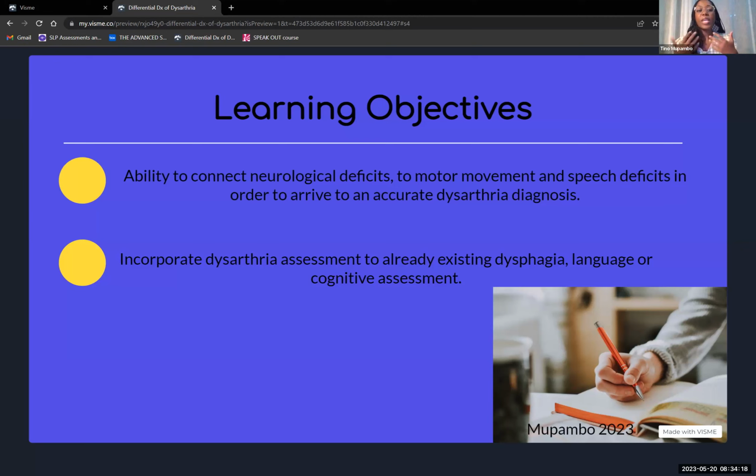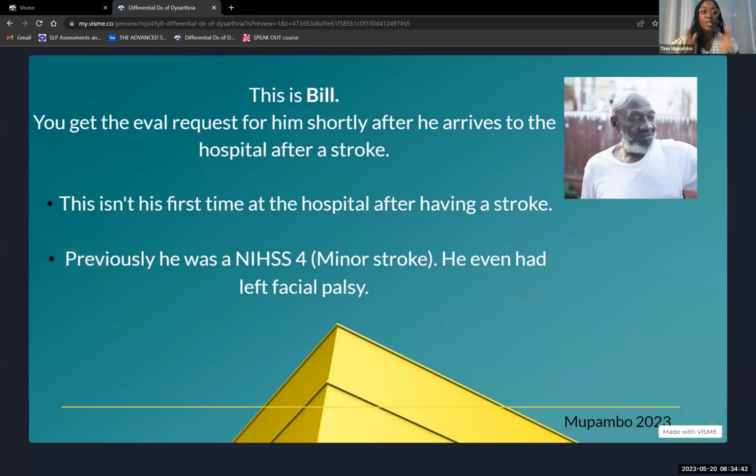The second is that you'd be able to then incorporate dysarthria assessment into your already existing dysphagia, language, or cognitive assessments so that you can keep up your productivity, so that you can hit all the other important aspects of what your patients need. You don't slow yourself down, but you also bring in that underdog deficit, as I like to call dysarthria. So we're going to jump right in.